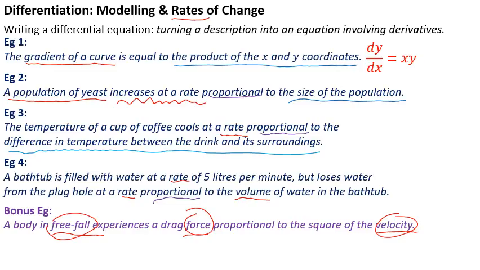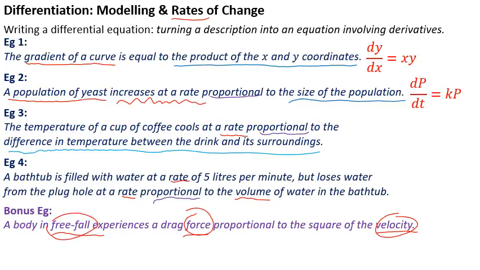For the second one, the population of yeast increasing at a rate proportional to the size of the population. The rate at which the population increases is described as dp by dt. And because it's increasing in proportion to the size of the population, which we've already labeled p, we have dp by dt equals kp. This is the classic exponential growth, as we'll see in a minute. I'll put some graphs up just out of interest. But what you're expected to do within this chapter is not solve these yet, but construct them. So read the information and find a way of writing them as differential equations.